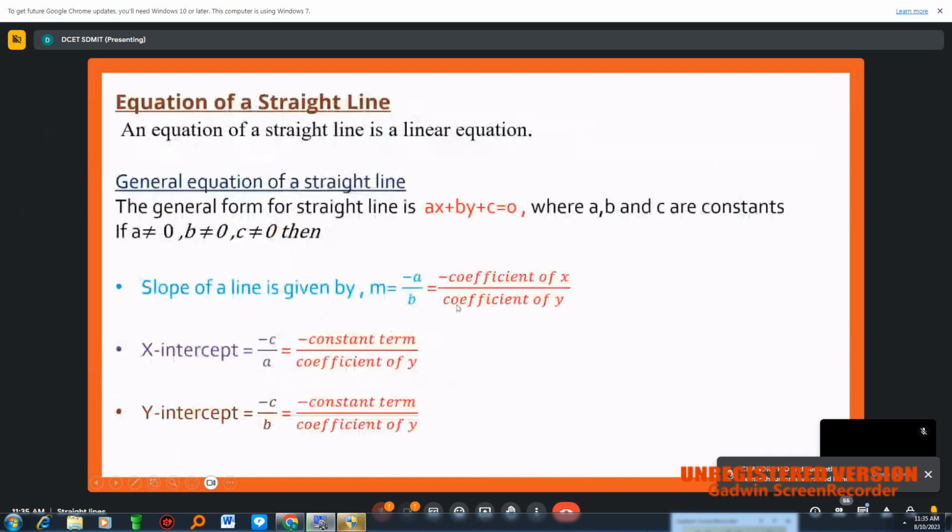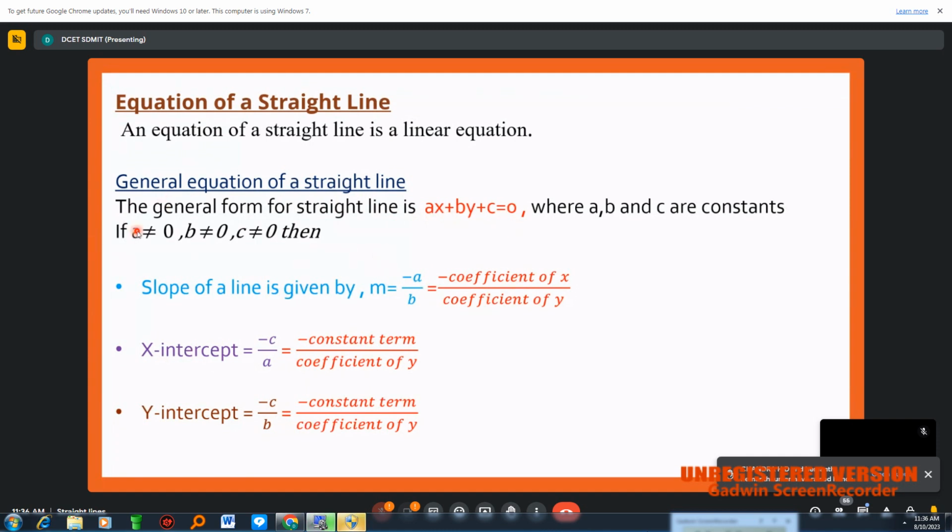So next we discuss the equation of a straight line. The equation of a straight line is always a linear equation. The general form of a straight line is given by ax plus by plus c is equal to 0, where a, b, c are constant numbers.